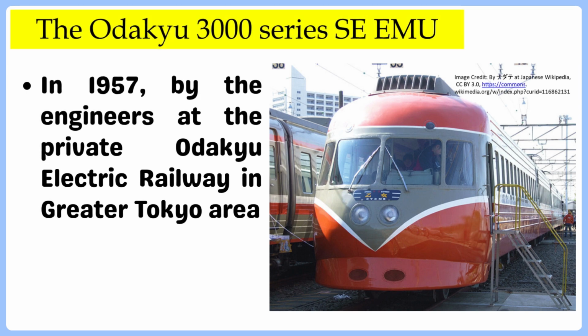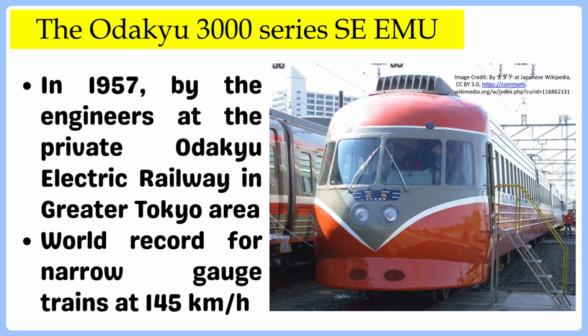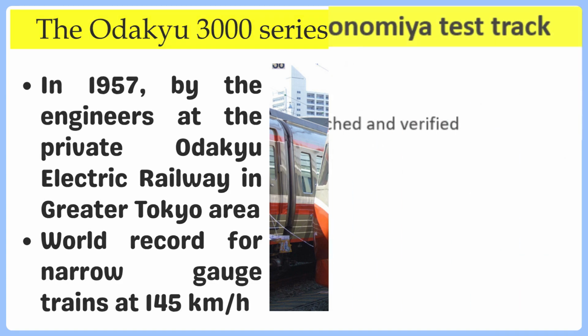In 1957, the engineers at the private Odakyu Electric Railway in the Greater Tokyo area launched the Odakyu 3000 series SE EMU. This EMU set a world record for narrow gauge trains at 145 km/h, giving the Odakyu engineers confidence they could safely and reliably build even faster trains on standard gauge.